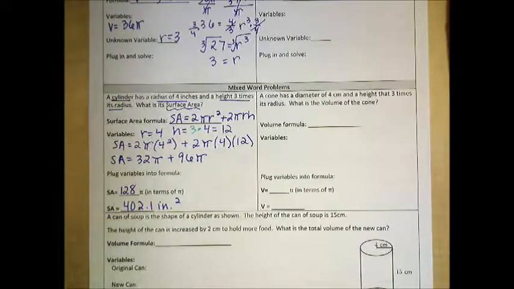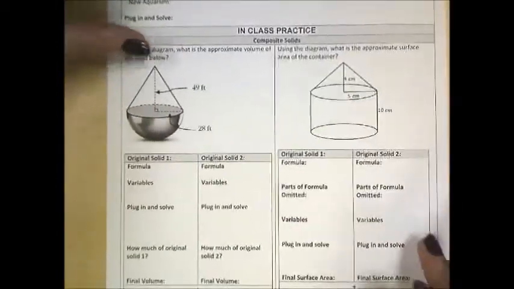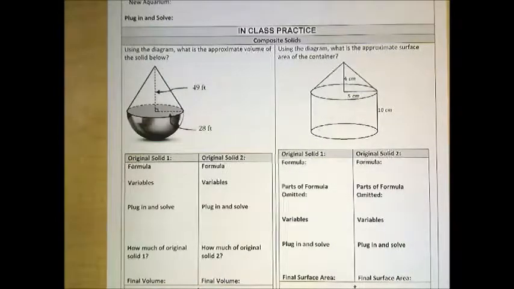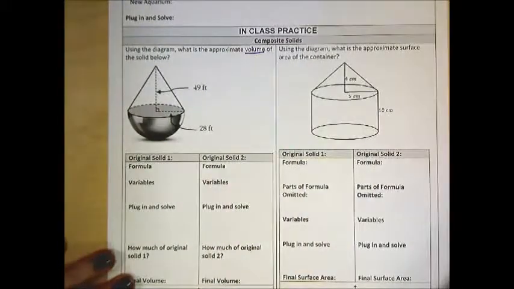I want you to flip it over so we can look at those composite solids I mentioned. So you want to slide your paper all the way down, and we're looking at these composite solids. All right, I'll be honest with you, this is one of my least favorite parts of this. These problems can get a little tricky, so I'm going to walk us through both of them. Using the diagram, what is the approximate volume of the solid below?